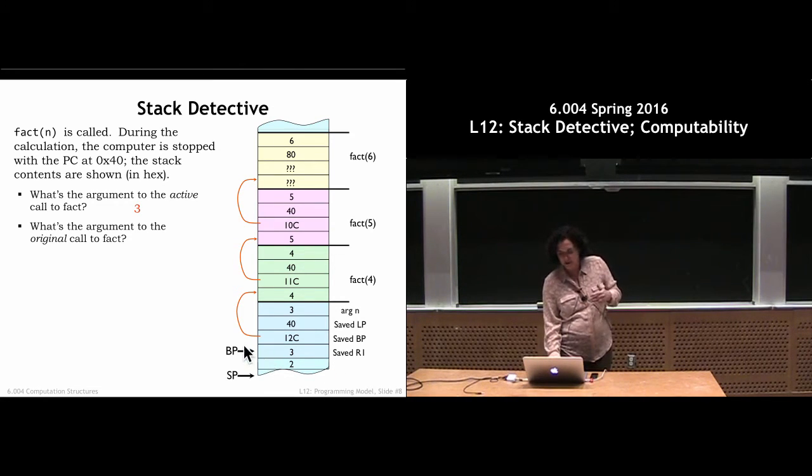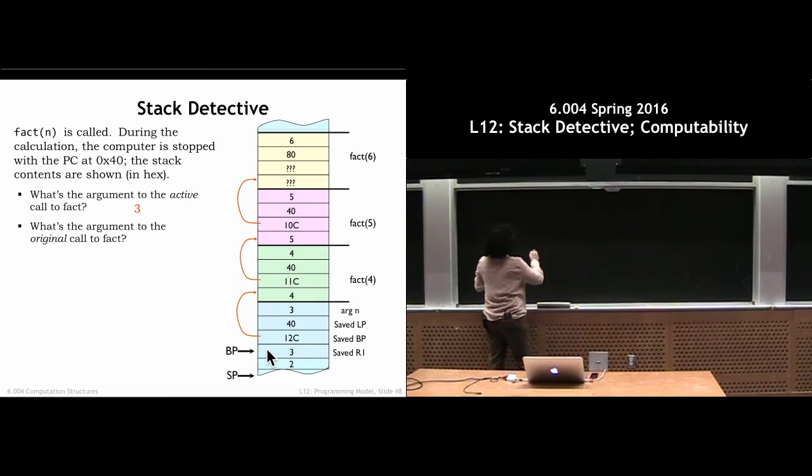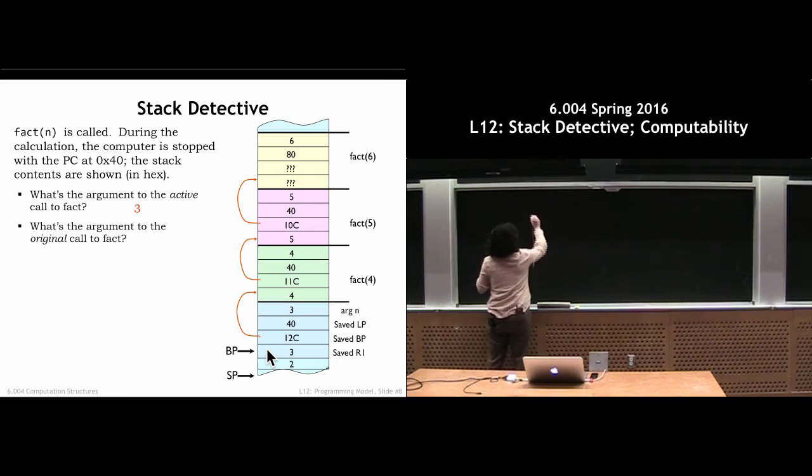So what you have to remember is that your base pointer always points to a particular location in any activation record. So for example, suppose that I actually had a function where I wanted to make use of registers R1 and R2. Then my activation record could look something like, here's my argument n, then I'm going to have my linkage pointer, then I'm going to have my base pointer, then I'm going to save R1, and then I'll save R2.